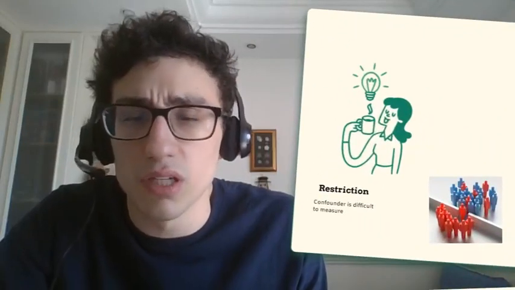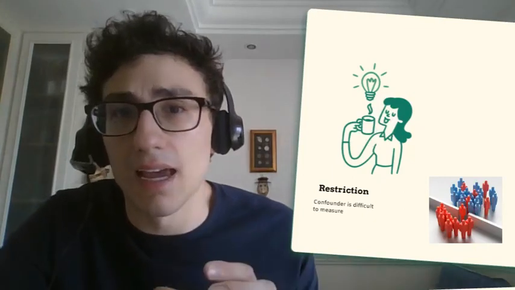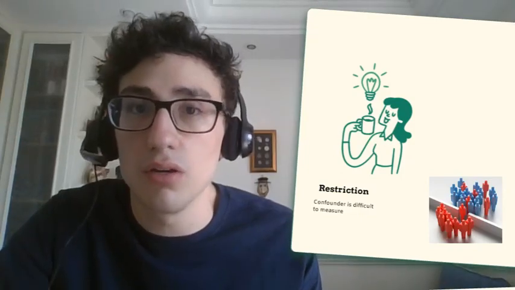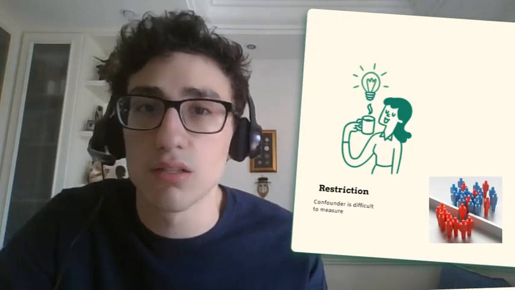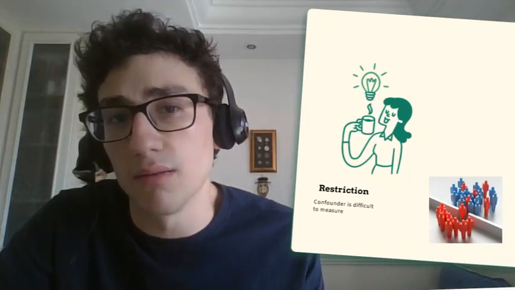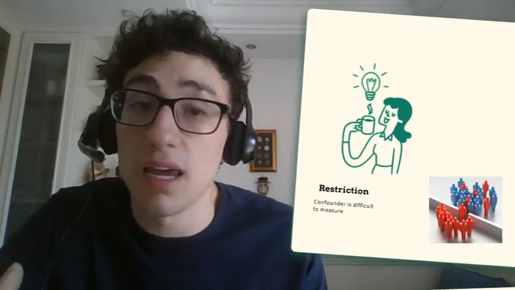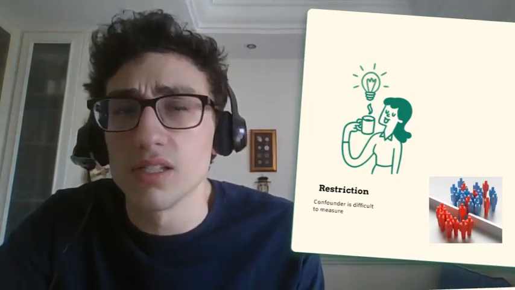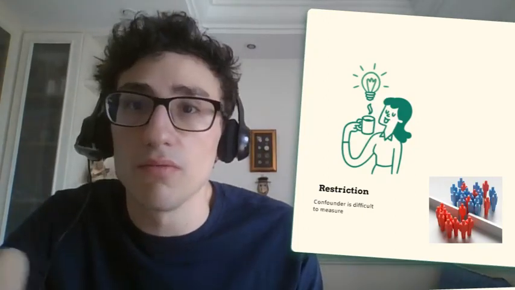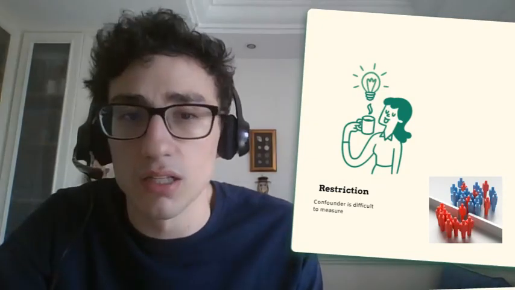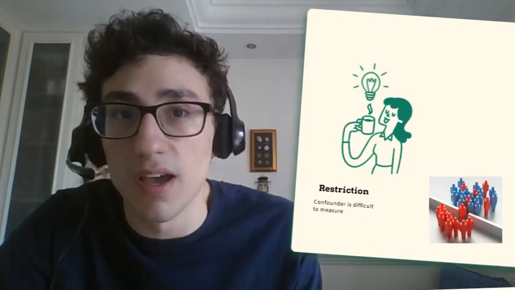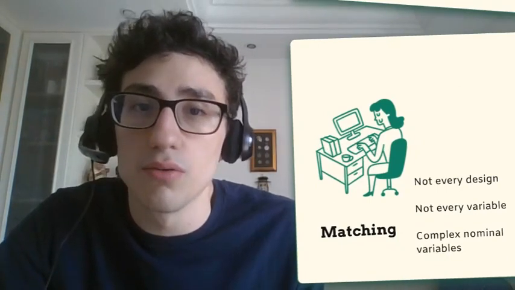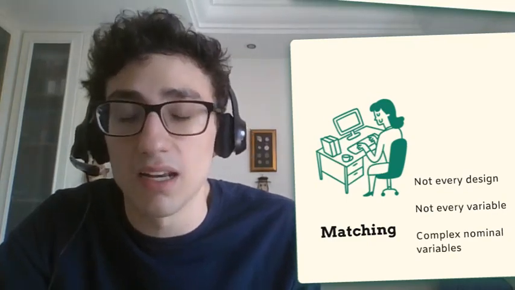One of them is restriction. So you can select a particular group that you want to study, and when you are establishing your inclusion and exclusion criteria, you are not only establishing your target population, but you can also use that in order to restrict for a confounding factor. So, for instance, if you think that diabetes could be a confounding factor in your study, you can restrict your population for this factor.